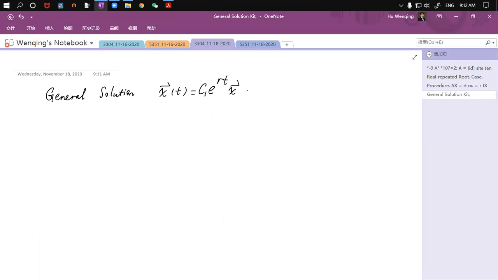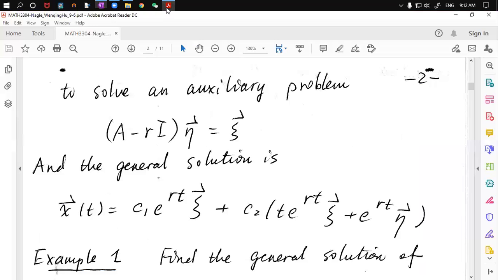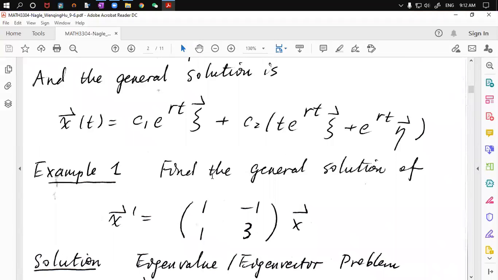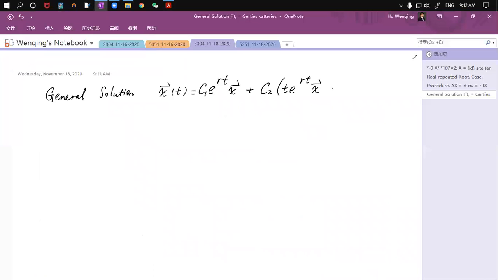This is as before, and then it's going to be c2. Okay, so we're going to use t e^(rt) x. This is like what we did in the golden principle that we have just mentioned. But then you have to correct the golden principle by another e^(rt) multiplied by the new vector y. Is that good, family?